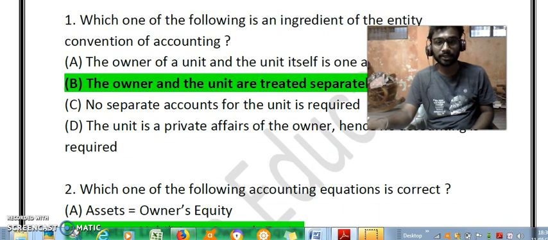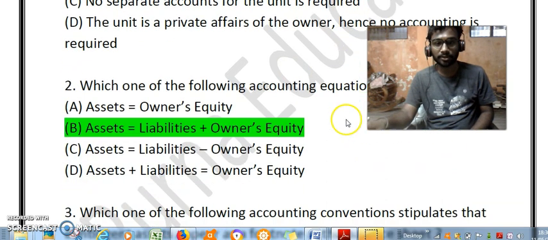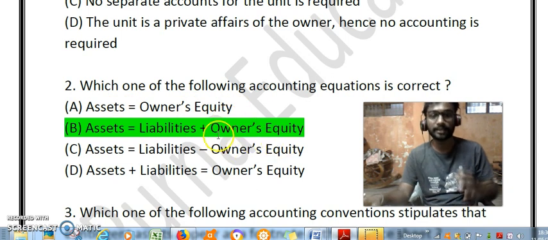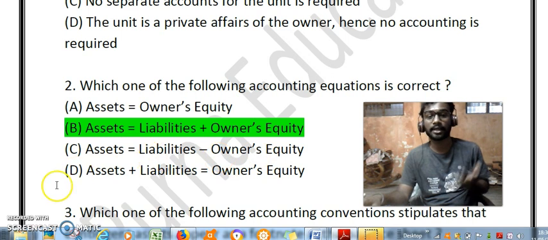Yes. The second question: which one of the following accounting statements is correct? Option A, assets is equal to owner's equity. No. Option B, assets is equal to liabilities plus owner's equity. Option C, assets is equal to liabilities minus owner's equity. Option D, assets plus liabilities is equal to owner's equity. Option B is the correct answer.